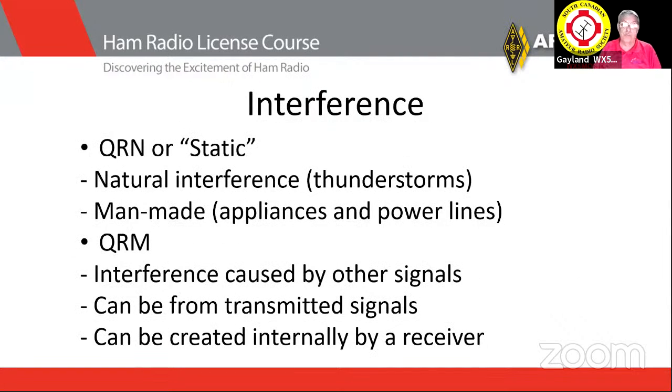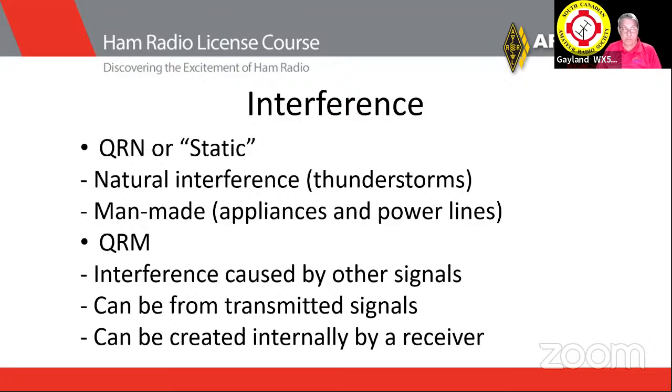We're going to start with a couple of abbreviations here. QRN, as in Nora or Nancy, is things you can't do much about. Static, thunderstorms, which generate electricity, which then can cause interference, particularly if you're on AM or some HF. Man-made, which might include appliances, power lines, all sorts of things of that nature.